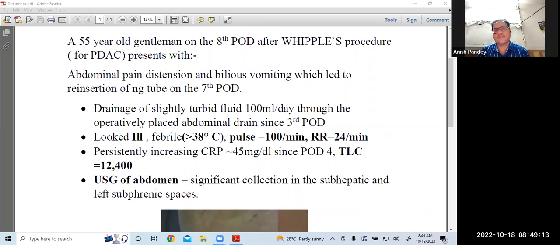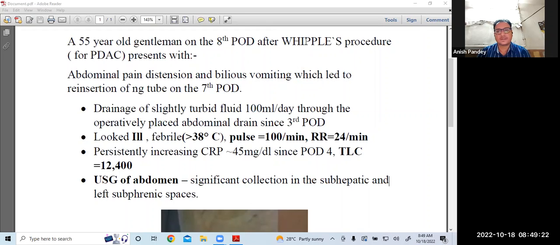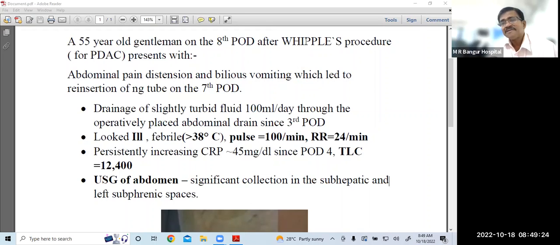Sir, imagination. Imagination is not to duct. So that is not. Have you seen a PD? No, sir. Have you seen a Whipple's operation? You have not seen. Okay.